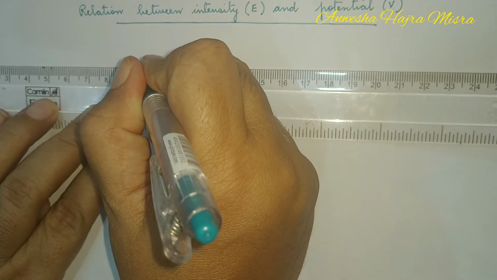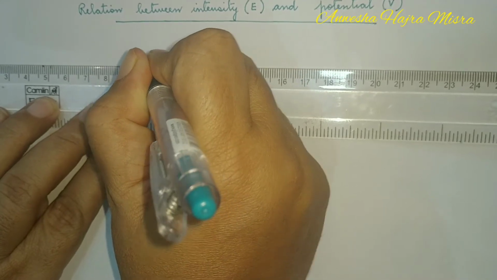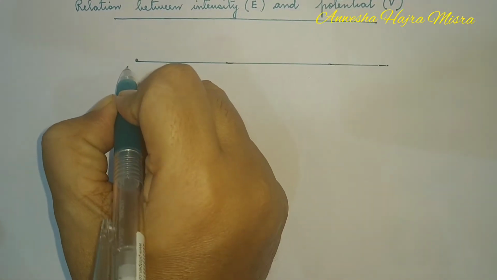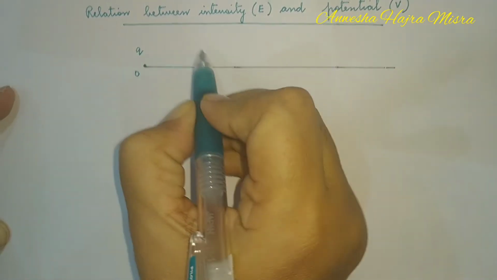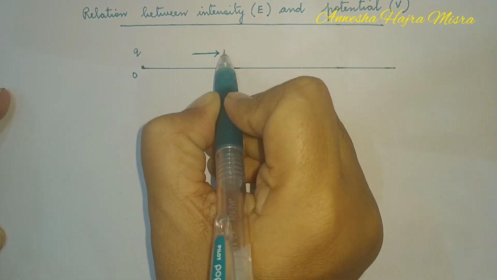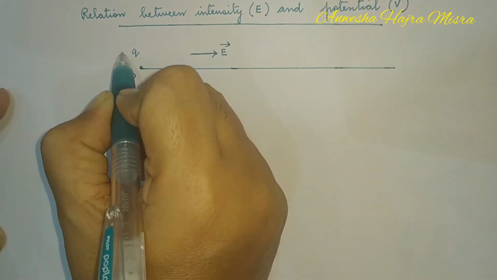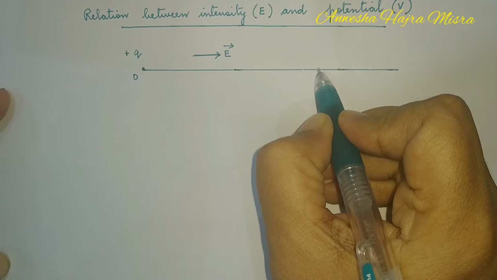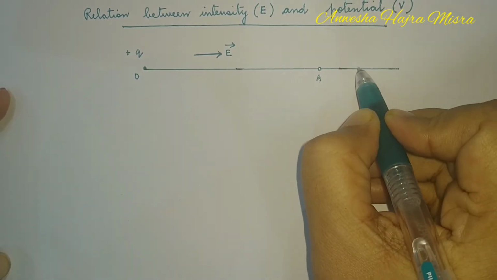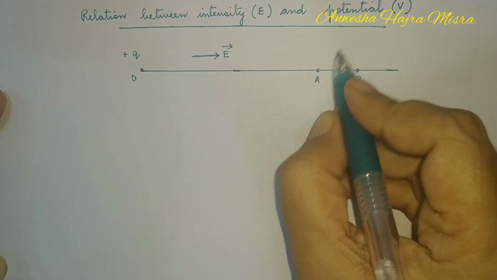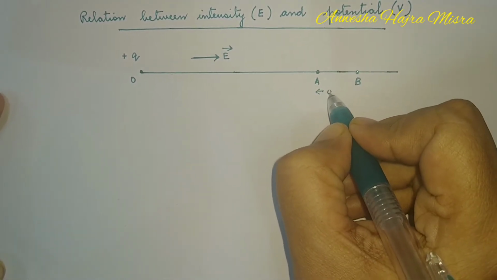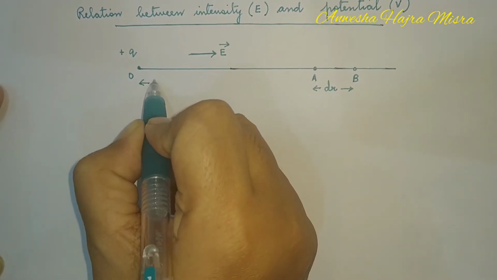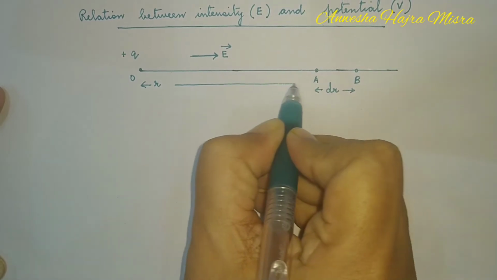a charge Q over here, at O, I have a charge Q. Intensity goes in this direction as this is a positive charge. Now you are asked to find the potential difference between two close points A and B separated by a distance dr, where A is at a distance r from O.